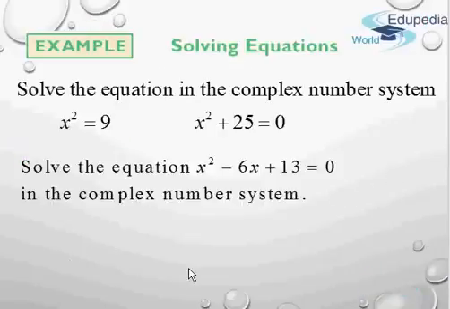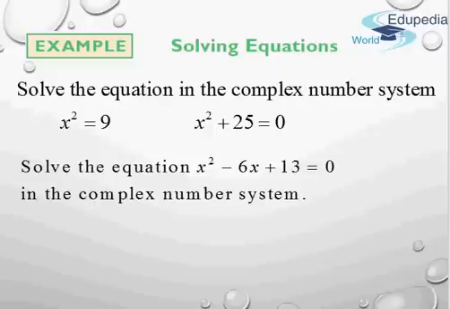Now if you go on solving these equations, x squared is equal to 9. Of course you know how to solve this one. What about x squared plus 25 is equal to 0? You're going to get an equation x squared is equal to under root of negative 25. And the same goes for the next equation, x squared minus 6x plus 13. Now before you go on solving this equation and trying to find out whether this will give us a complex number or whether this will give us real roots, how about you find that out through another method?